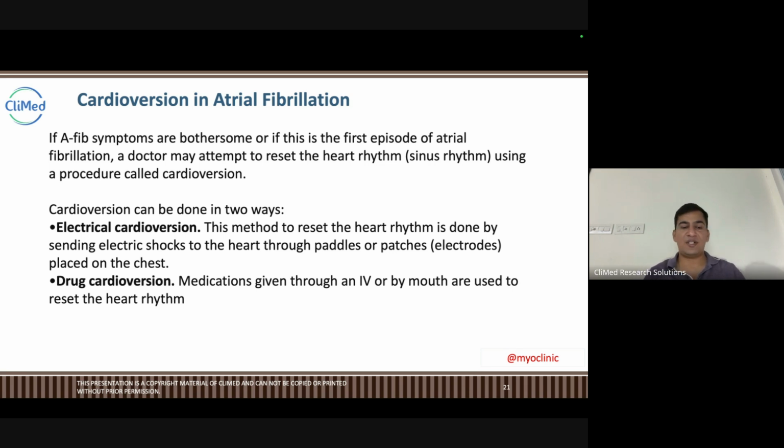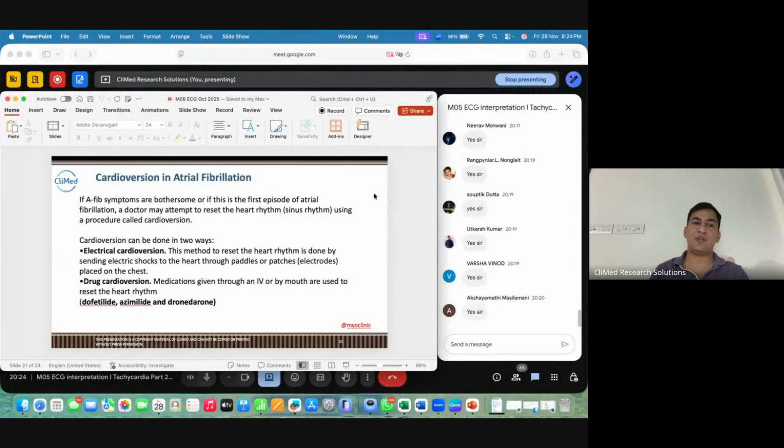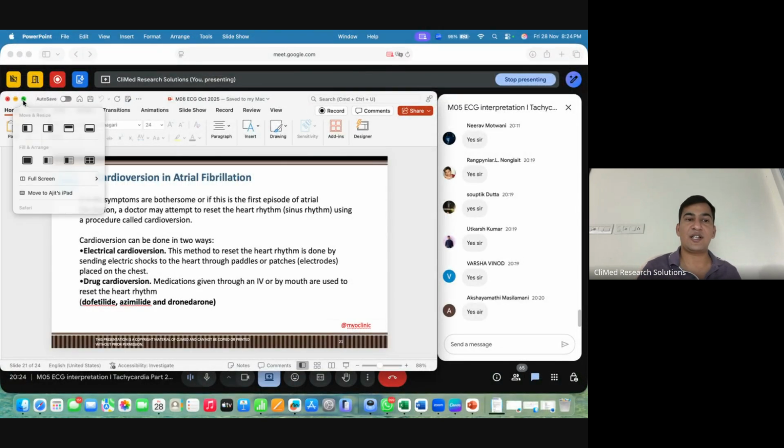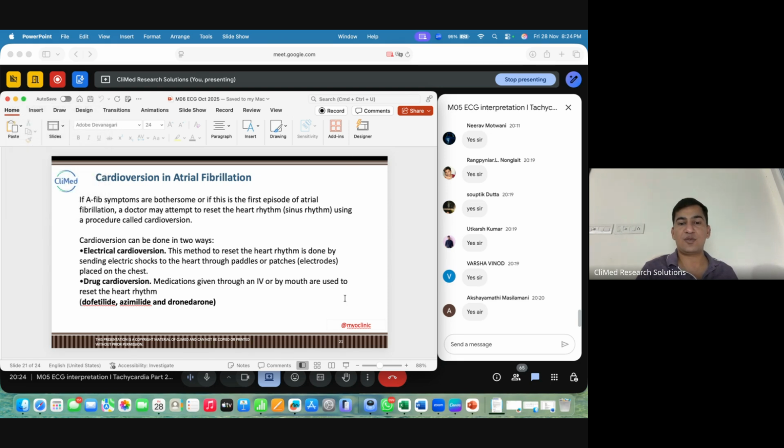Guys, I think we should stop here, because this is the therapy for other tachycardias also. We can discuss this later when we are studying other types of arrhythmias. So today: AF and sinus tachycardia.